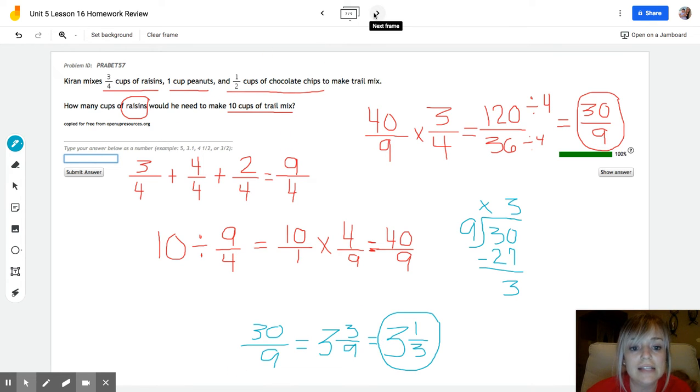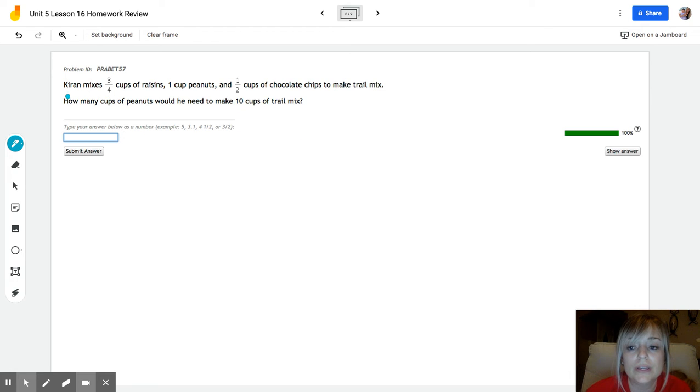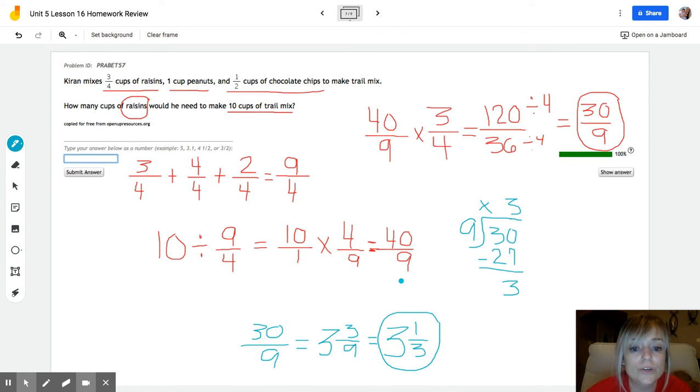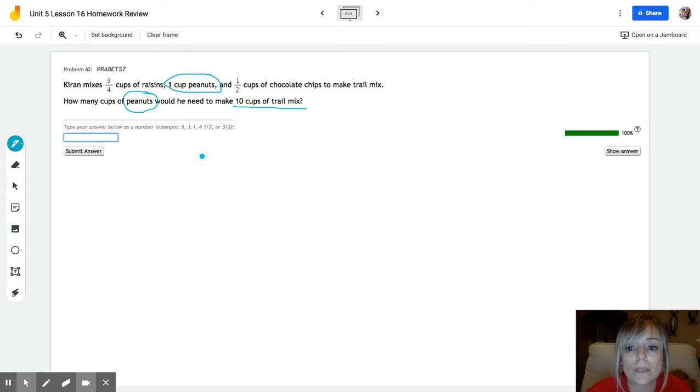Okay, so then it asks, how many cups of peanuts would he need to make 10 cups of trail mix? So now I'm just looking at my peanuts. Peanuts is 1 cup. So let's go back, and we're using the same thing, this 40/9. Okay, so now I'm taking 40/9, and this one's pretty easy. I'm just multiplying it by 1. So the answer here was just 40/9.